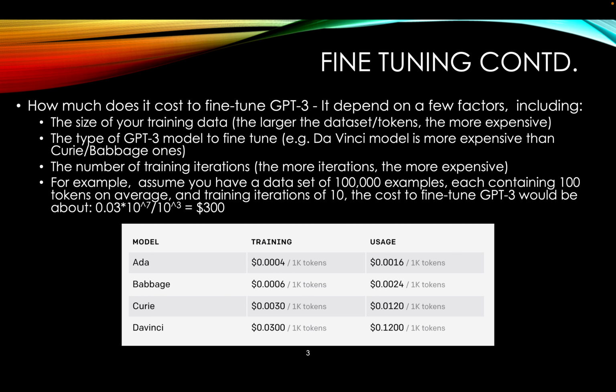You might ask how much it will cost to fine-tune a GPT. It depends on several factors, such as the size of your training data: the larger your training dataset and the more tokens, the more expensive. It also depends on the type of GPT model to fine-tune. For example, the DaVinci model is more expensive to tune than the Curie and Babbage ones. Also, it depends on the number of training iterations: the more deep learning iterations you run, the more expensive.